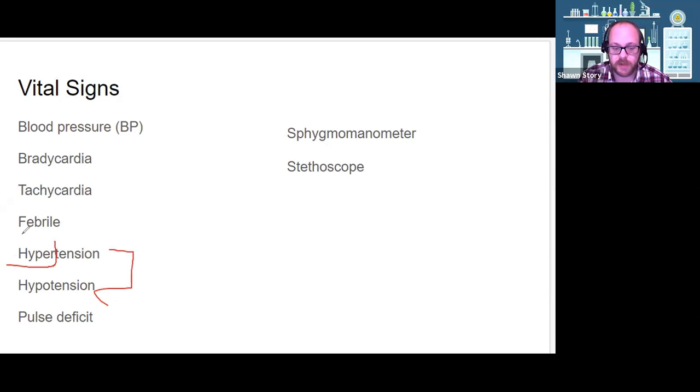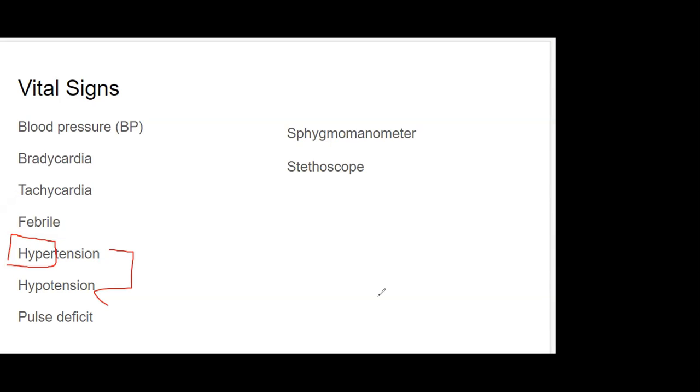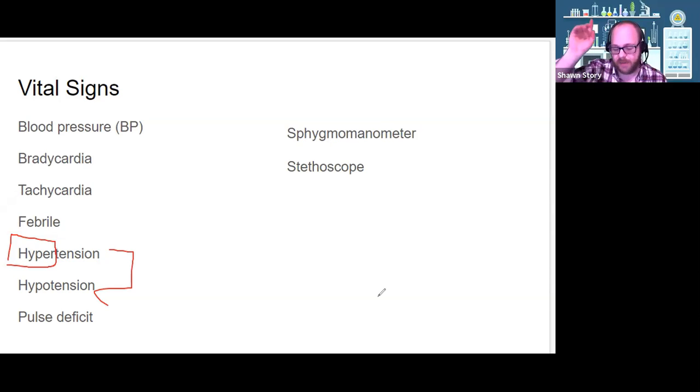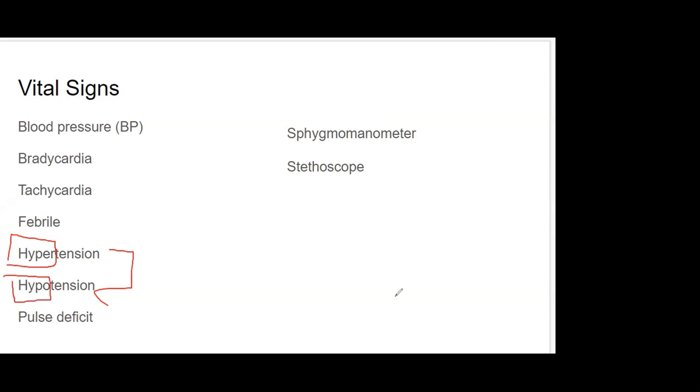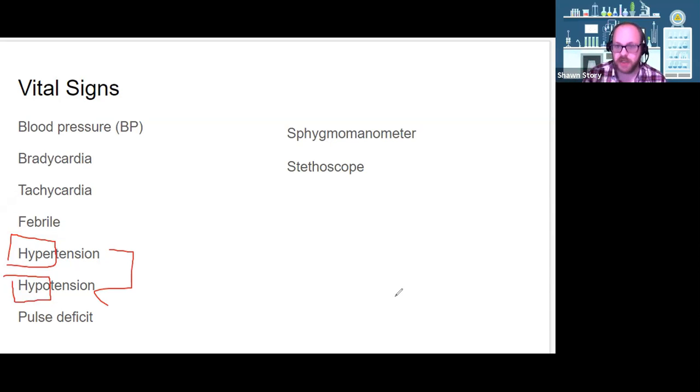What does hyper mean? If we see hyper in a word? What does high? High, yep, exactly. So hyper is high, hypo, low. Low or below. So hypothermic, below temperature. Hypotension, below pressure. So their blood pressure is below the levels it should be. Hypertension, they are above them.